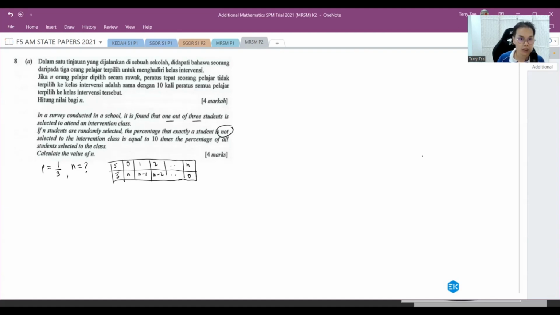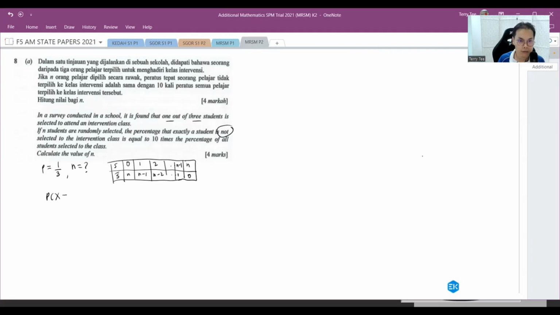Okay, so here's the thing. They say exactly one student not selected. One student not selected means here, how many students selected? n minus 1. To try to confuse the student, right? So a lot of people would tend to write X equals 1.